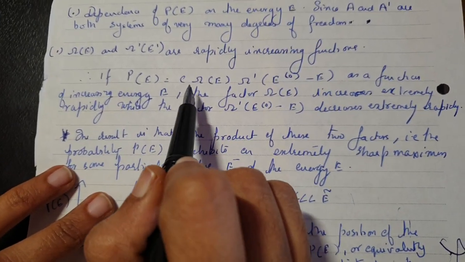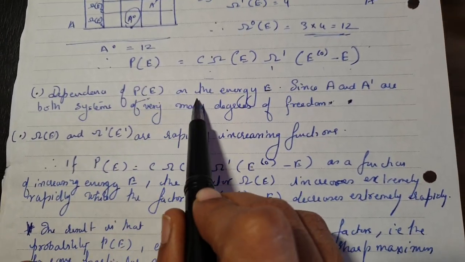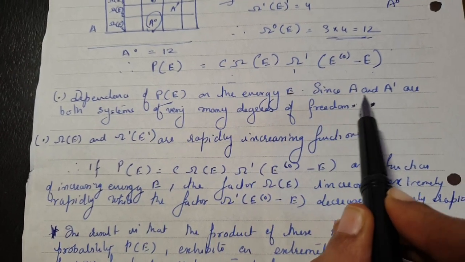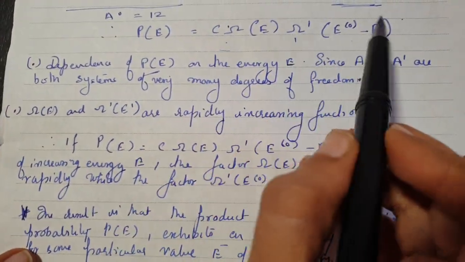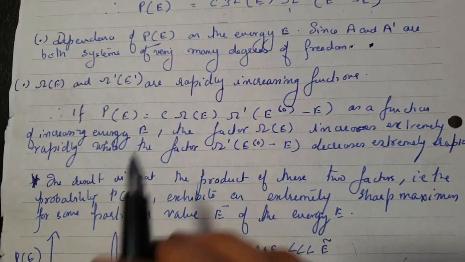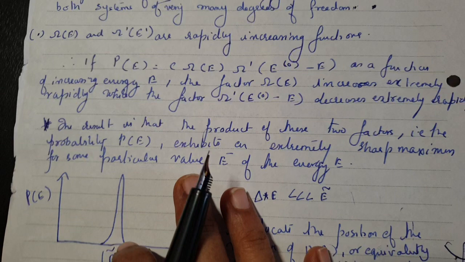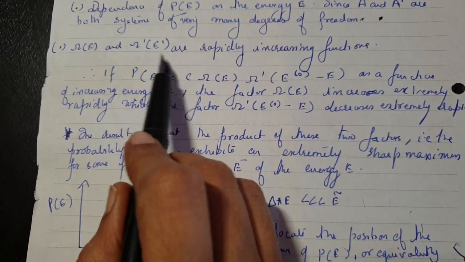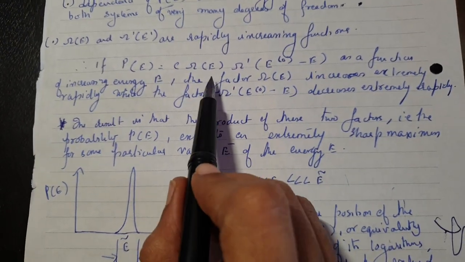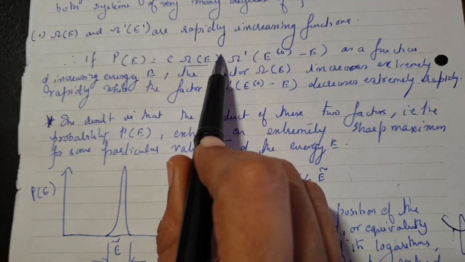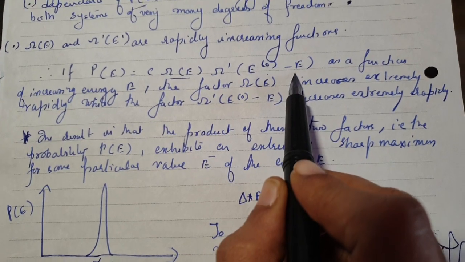Then the dependence of P, the probability, on the energy E. Since A and A dash are both systems of very many degrees of freedom, I showed here that it's only 12, but it has many, like 10 raised to 23, so many. So omega E and omega dash E dash are rapidly increasing functions. So if omega E is increasing, then omega dash E dash must be decreasing. Why?